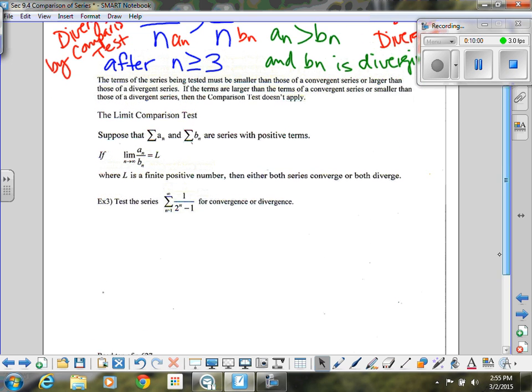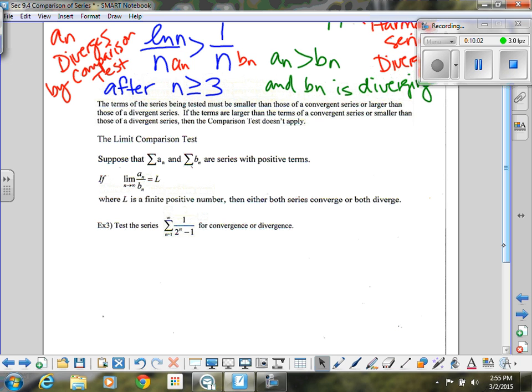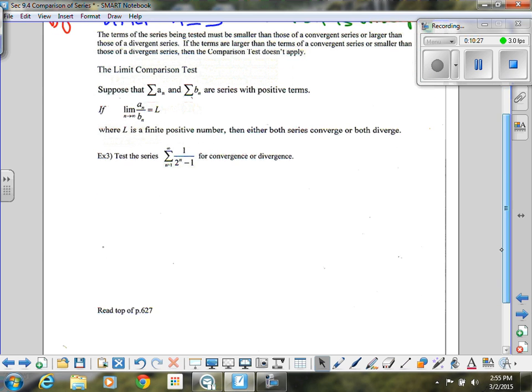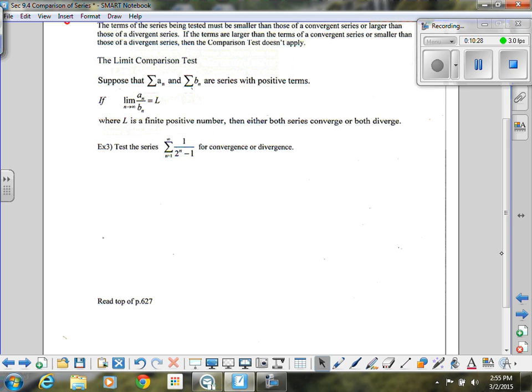Now, if you read this little paragraph, the terms being tested must be smaller than those of a convergent series, or those terms being tested must be larger than those of a divergent series. If you have terms that are larger than a convergent series, or terms that are smaller than a divergent series, then the comparison test doesn't apply. So you can't make the opposite assumption. If that happens to you, you need to try a different test. So let me show you another test.